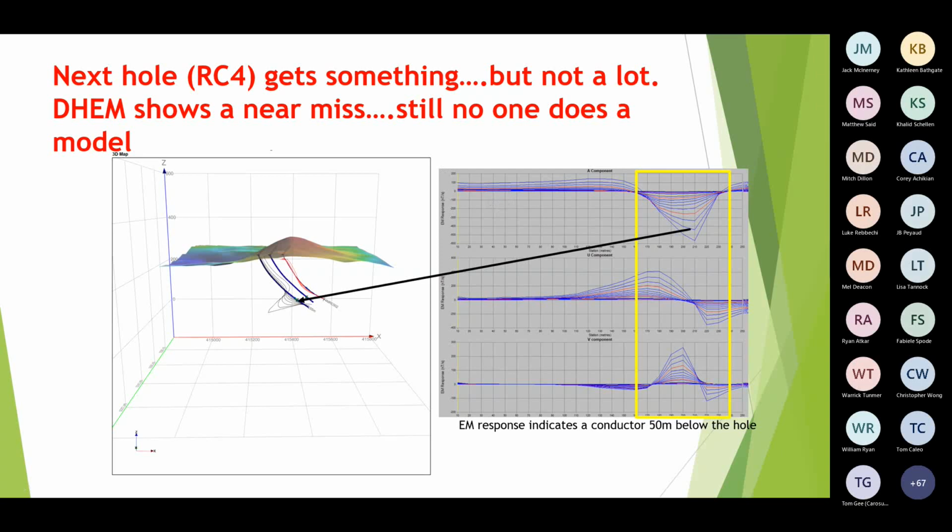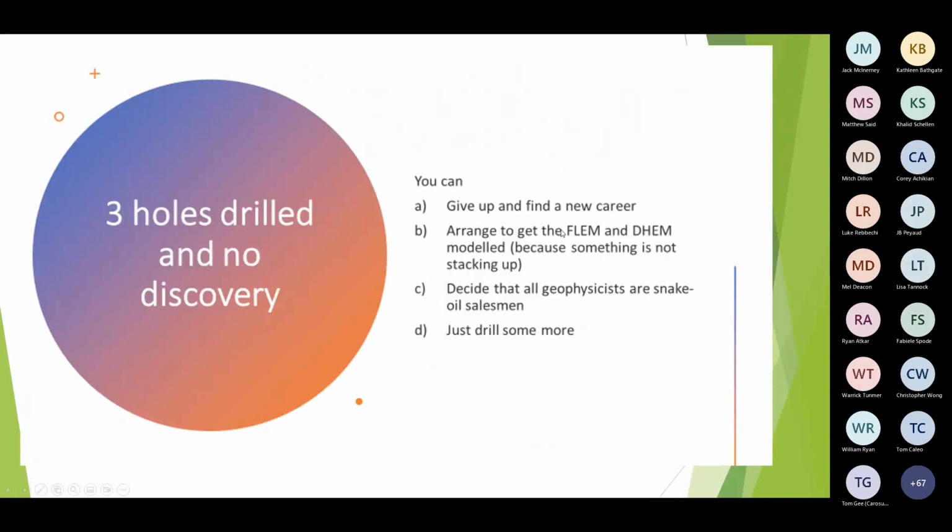You can imagine management are getting antsy now, because remember we had 60,000 about 3 holes ago. We have no money, yeah? So about 50 metres off hole. Once again, none of these holes having dip and azimuth surveys, and that's really the problem. So 3 holes in those 2. Do we want to run this poll? Do we have time to run this poll? Yep. You can give up and find a new career.